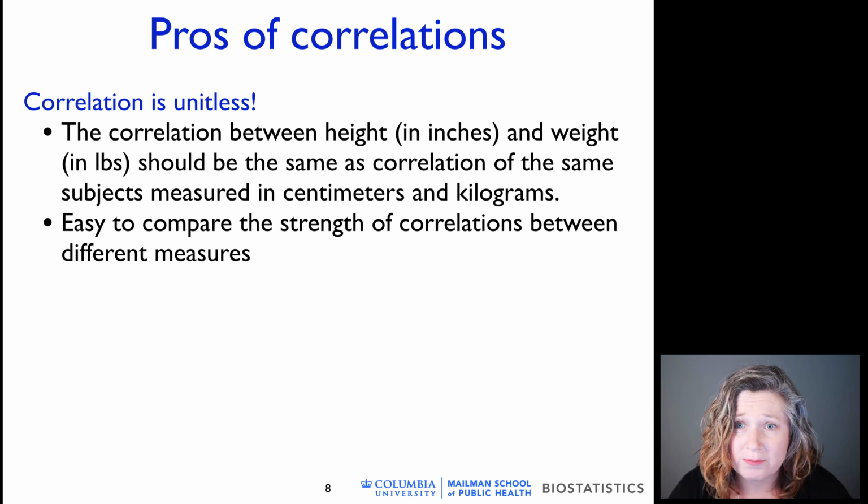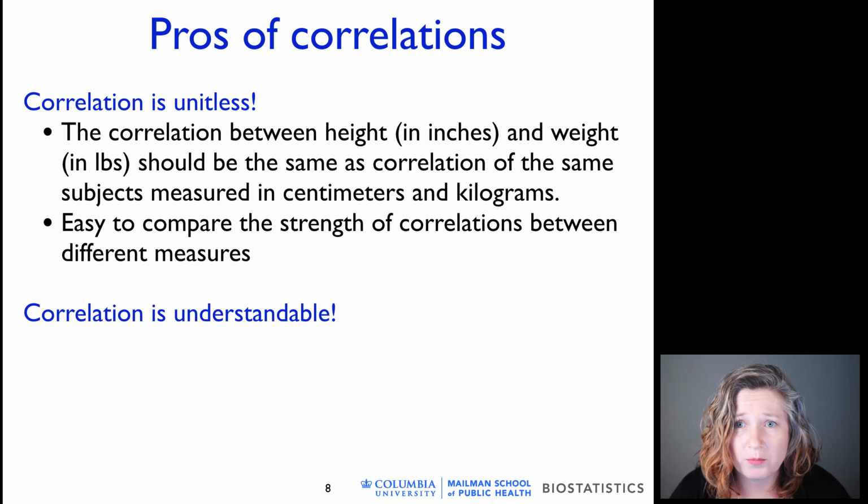Because there are no units, it is easy to compare the strength of correlations, the strength of associations between different measures. We can, for instance, say that association between height and weight is stronger than association between age and weight, because we computed those two correlations and compared them together. If correlation number had units attached to it, it would be impossible to compare between different pairs of variables.